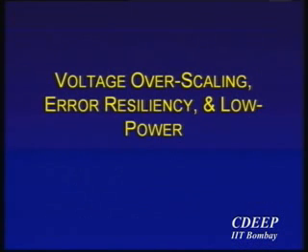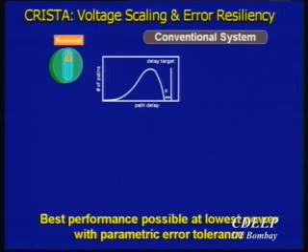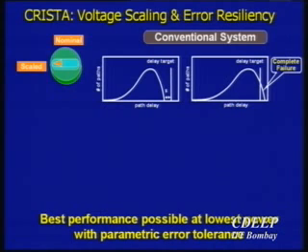So: voltage overscaling, error resiliency, and low power consumption. As I said, these are all related, so let's try to look at that. If I look at a conventional system, this is a path delay distribution, a cartoon showing the path delay distribution for a particular design. If I scale my supply voltage down, some of the paths are going to become longer, and I'm not going to meet my frequency constraint. I'm not scaling my frequency down in this particular case. The frequency is not being scaled, the supply voltage is being scaled, and unfortunately I'm going to have some failures.